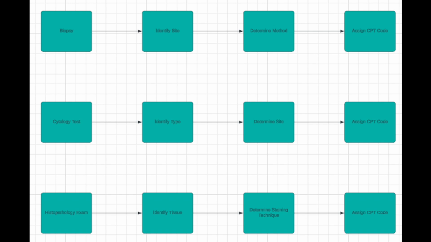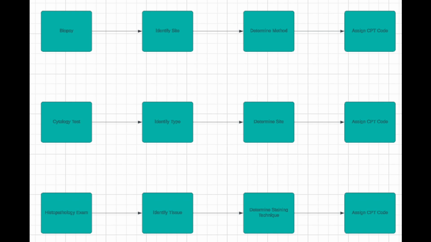Again, here are the quick flowcharts for coding in these areas. Biopsy coding flowchart. 1. Identify the site of the biopsy, example skin, liver, breast. 2. Determine the method, needle, punch, excisional. 3. Assign the appropriate CPT code, 11102, for tangential biopsy of the skin.